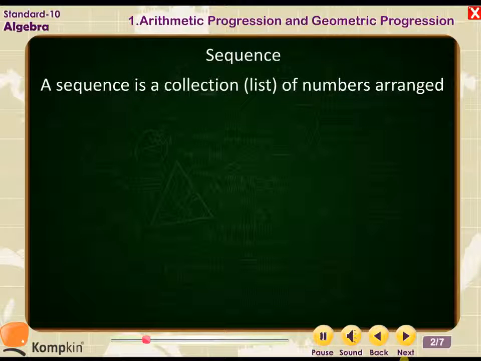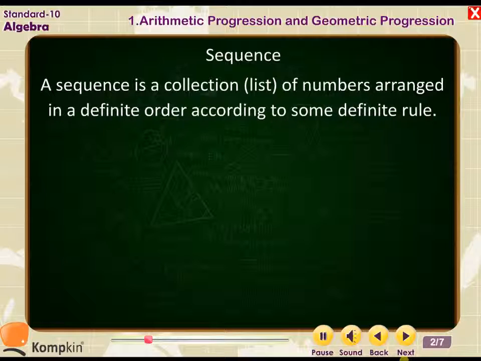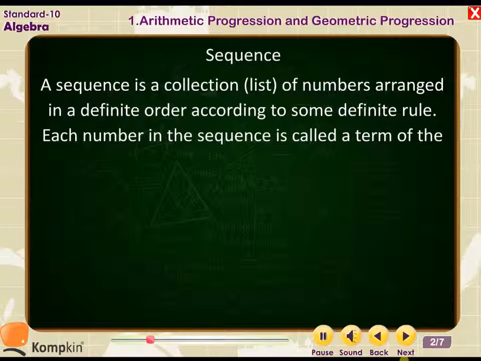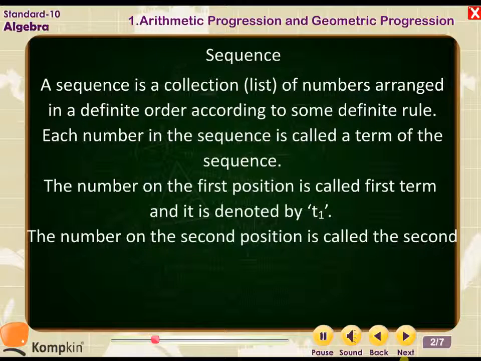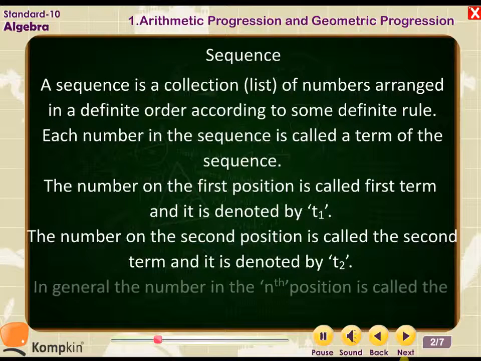Sequence. A sequence is a collection, a list of numbers arranged in a definite order according to some definite rule. Each number in the sequence is called a term of the sequence. The number in the first position is called the first term and it is denoted by T1. The number in the second position is called the second term and it is denoted by T2.